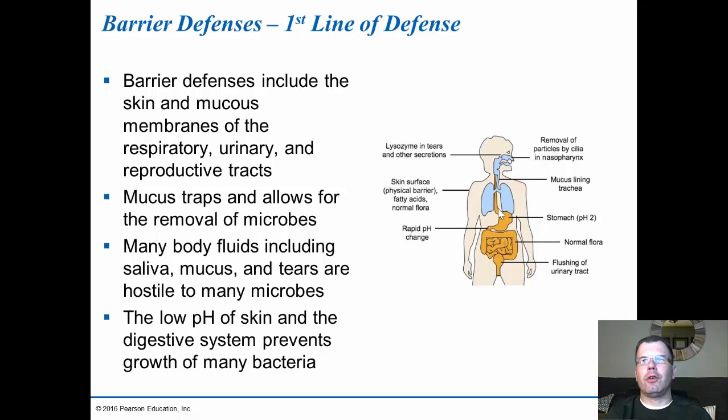And so that's kind of caught in your throat right there. And the reason why we swallow is to get into the acid to get rid of that. And so that's the idea here. And so you can see some of those different things that are there.